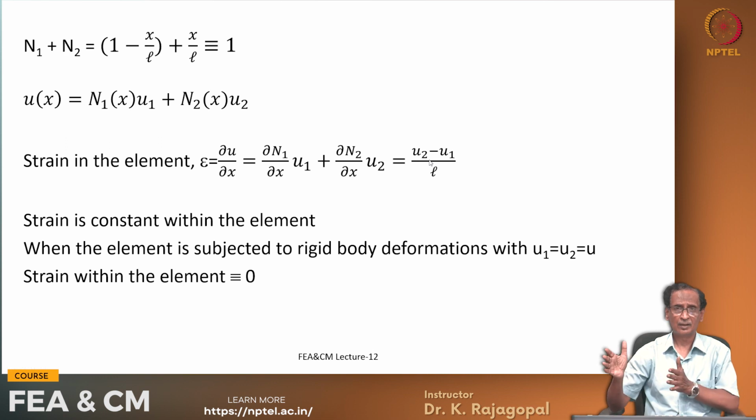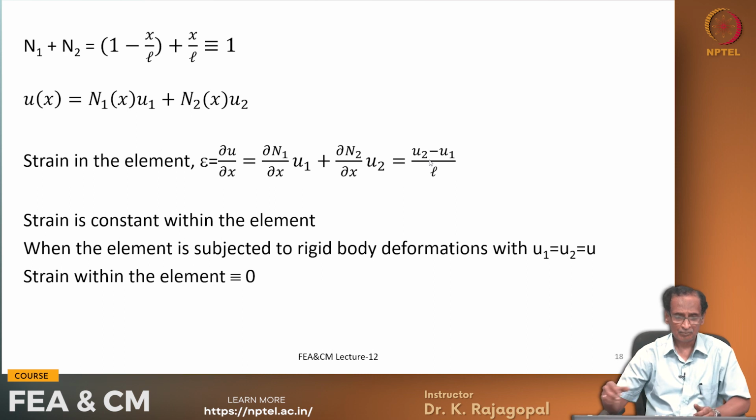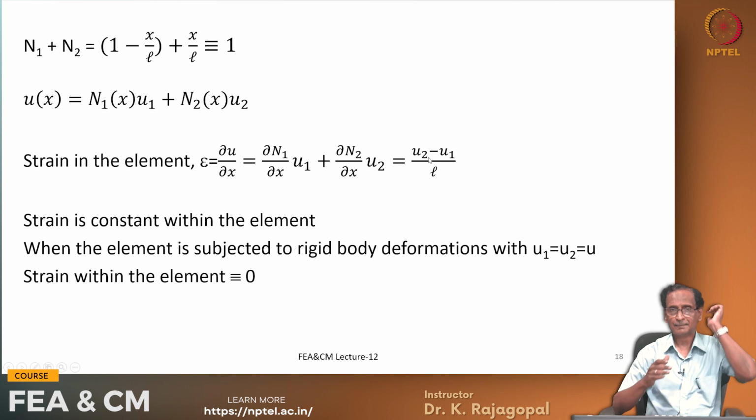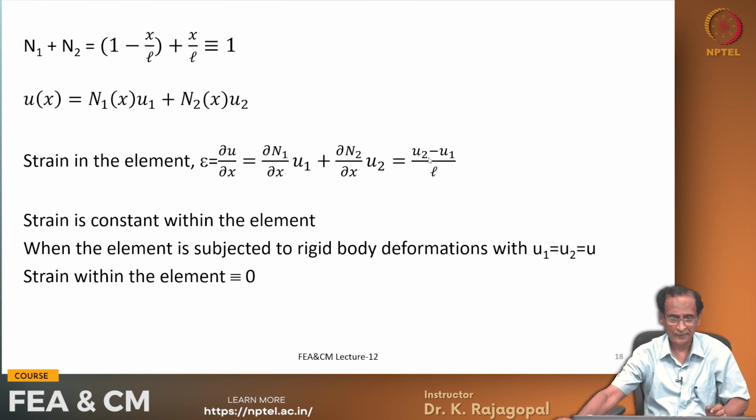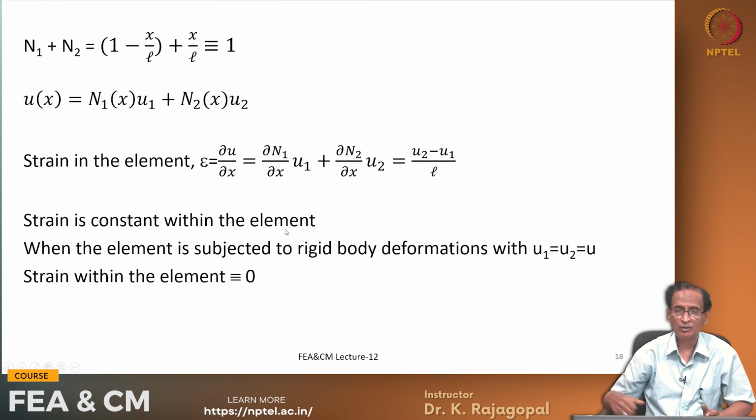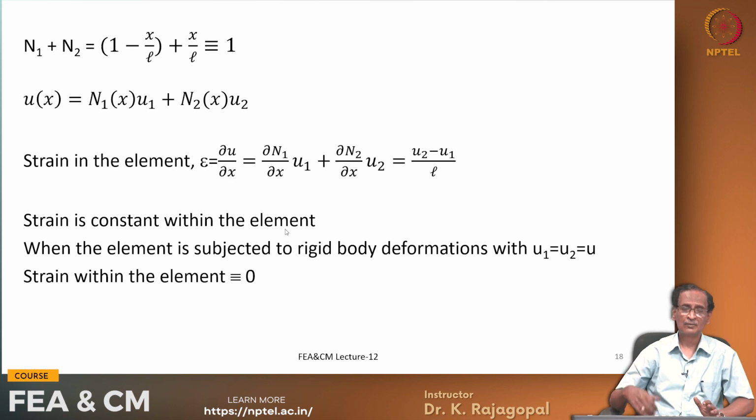If you subject this element to a rigid body displacement, that is, u2 and u1 are the same, the strain within the element is 0. So it will predict a 0 strain, and if you apply displacements corresponding to constant strain, your strain is constant within the element. That means this polynomial that we have assumed for the 2-node bar element will satisfy our requirements for the monotonic convergence.